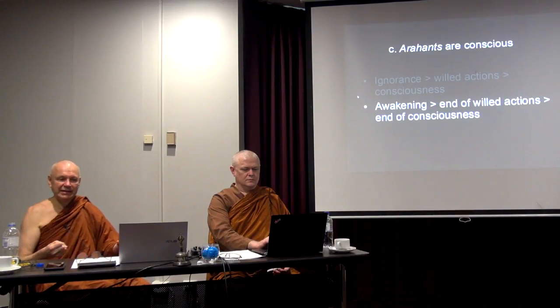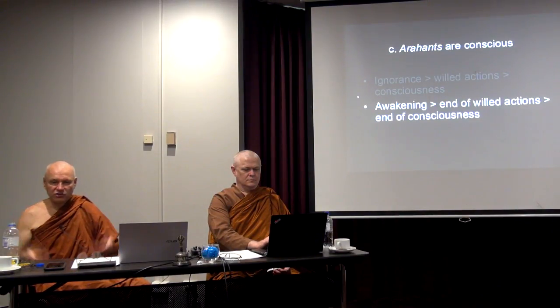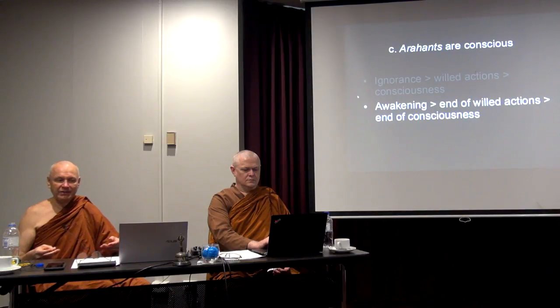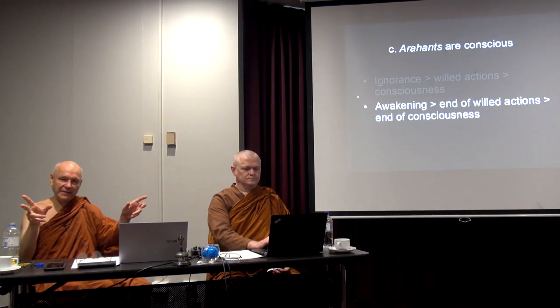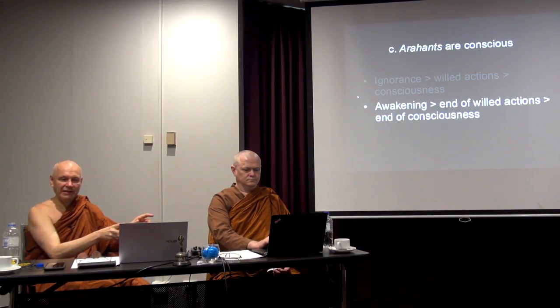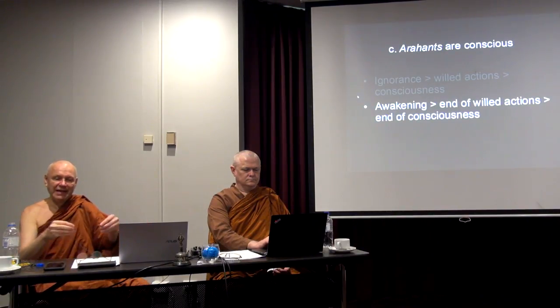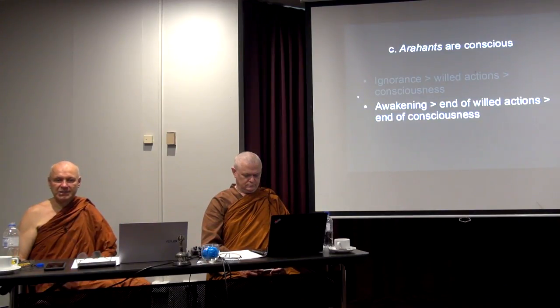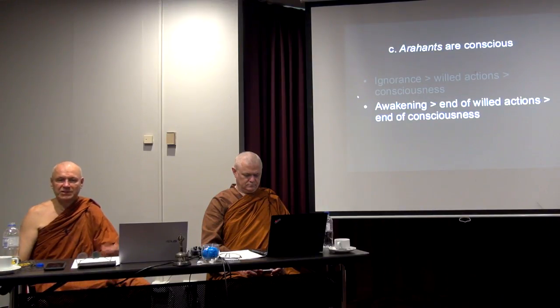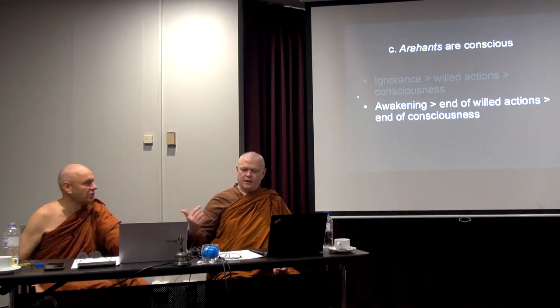Once you become awakened, you become an arahant, then there is the end of the choices, the willed actions, and from that follows the end of consciousness. If everything happens in one lifetime, that is the consequence. But because this is stretched over many lifetimes, you awaken in one life, the willed actions come to an end, and then there is no rebirth, and that is when consciousness comes to an end. Yeah? So this whole idea requires, again, the idea of rebirth for this to make sense. Otherwise, the arahant is unconscious. What does an unconscious arahant look like anyway?